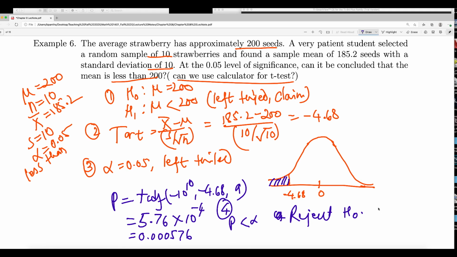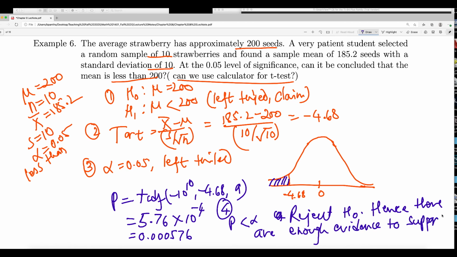Which one is the claim? The claim is this one, right? Hence, there is enough evidence to support the claim that the average is less than 200. This is how we test the hypothesis of the mean when the population standard deviation is not given.